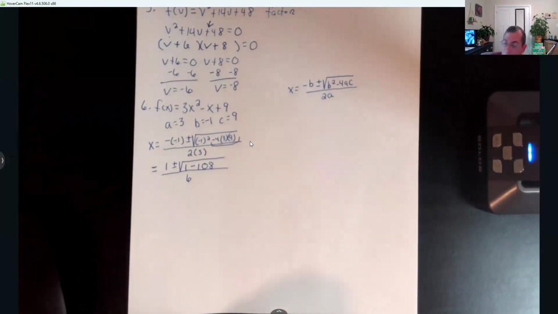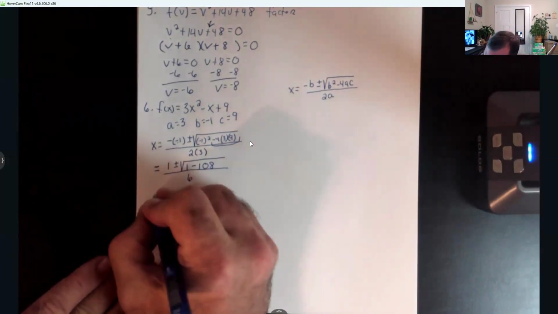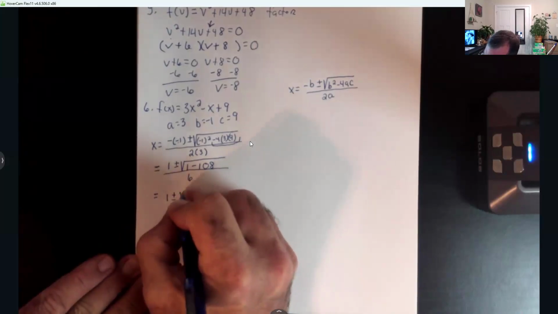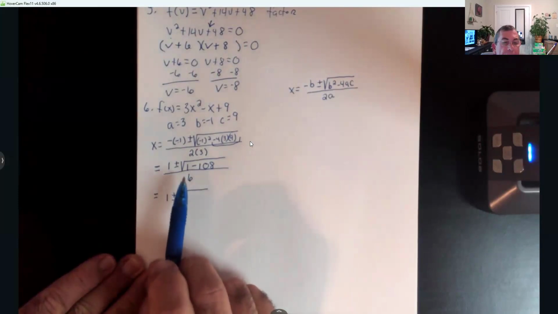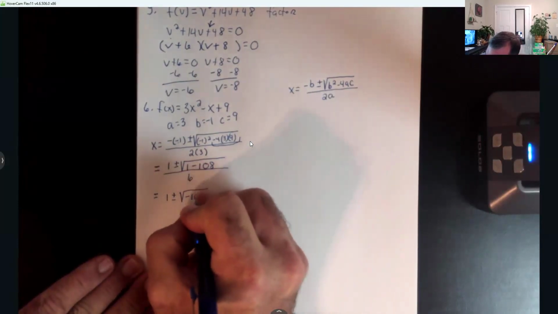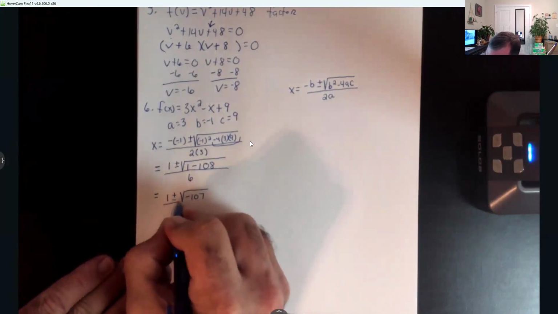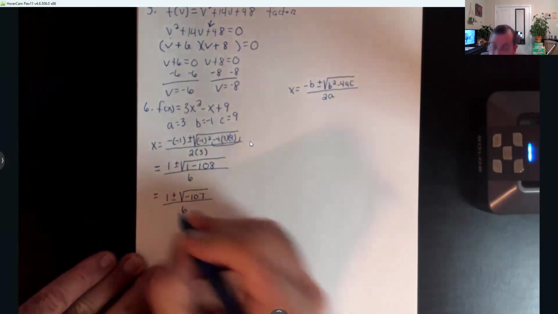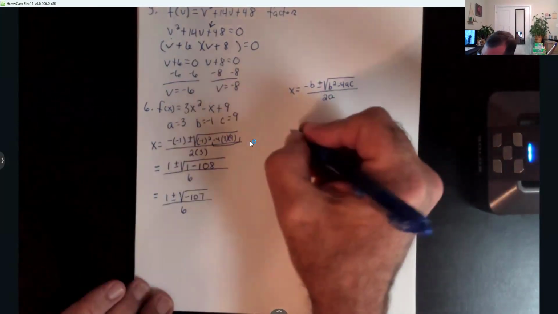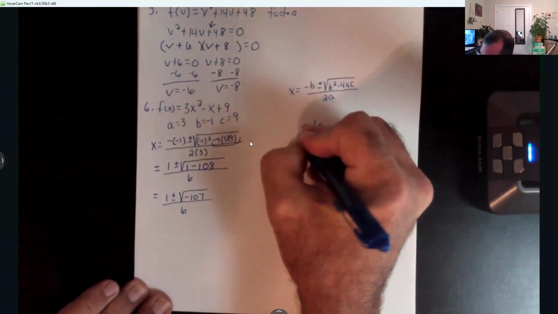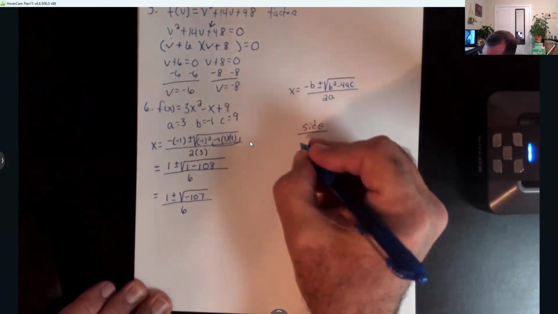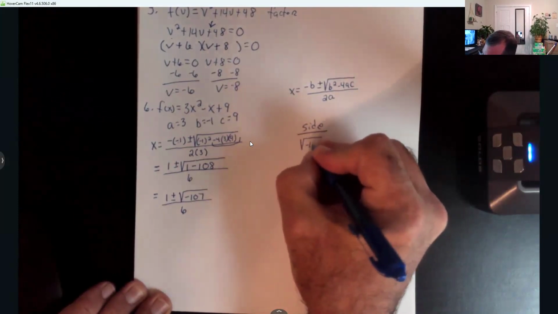So you know what's going on now. So now we got to subtract under there. So I'm going to get 1 plus or minus the square root. All right, y'all, 1 minus 108 is -107, all over 6. So now let's go to the side, because to go any further, we got to simplify that square root of -107.